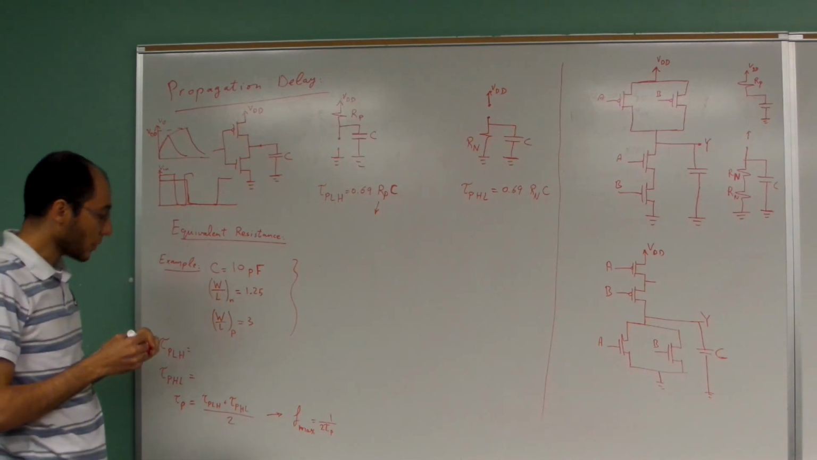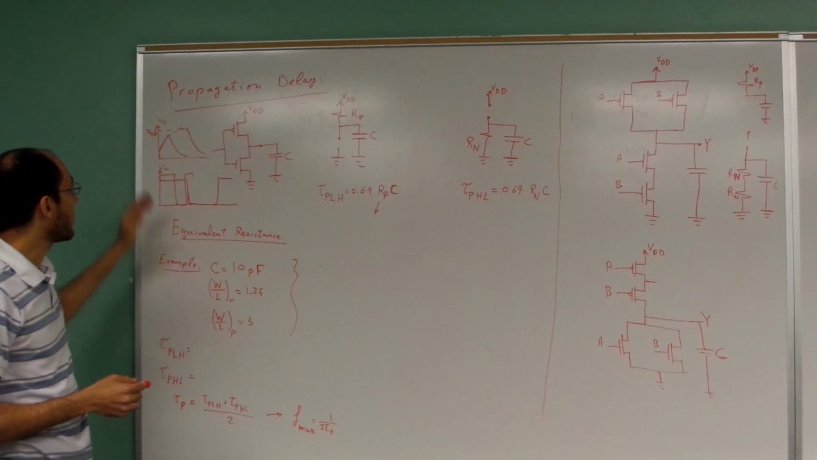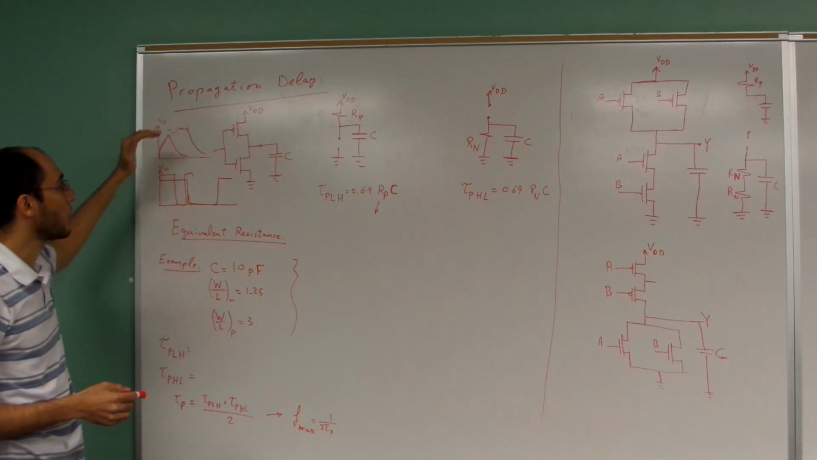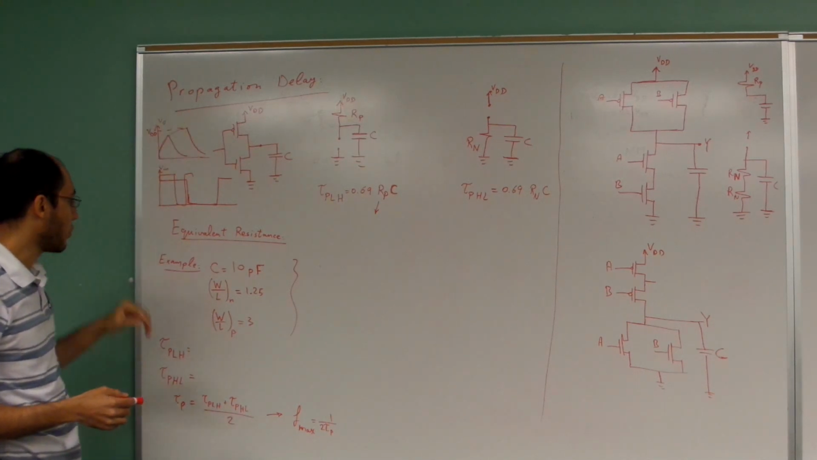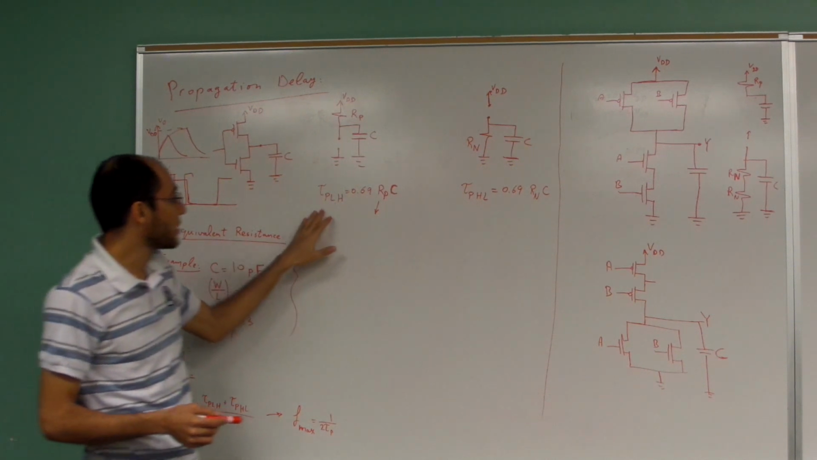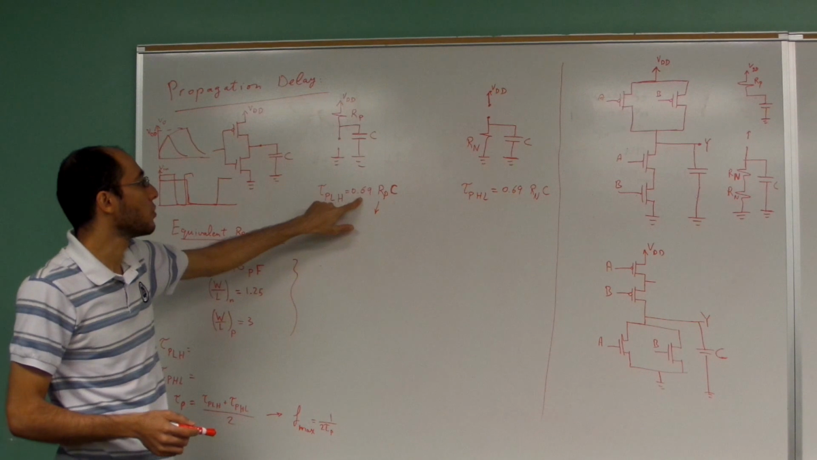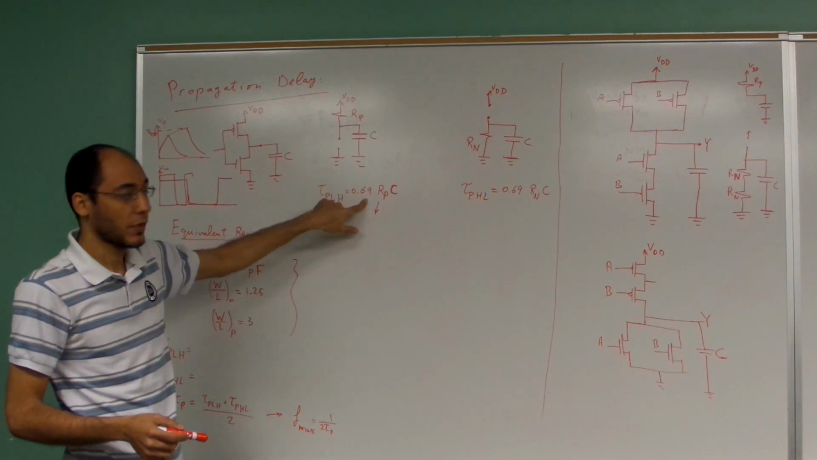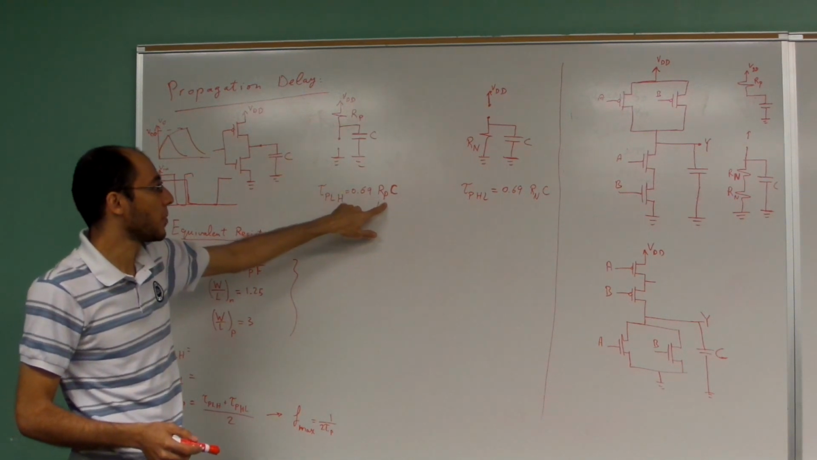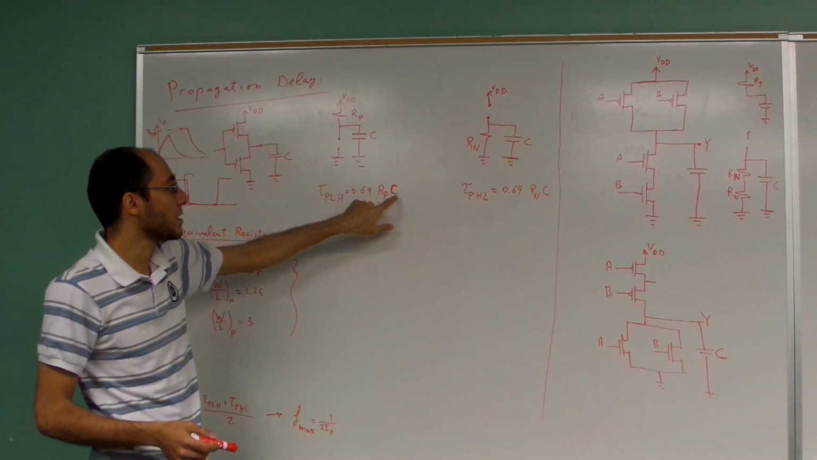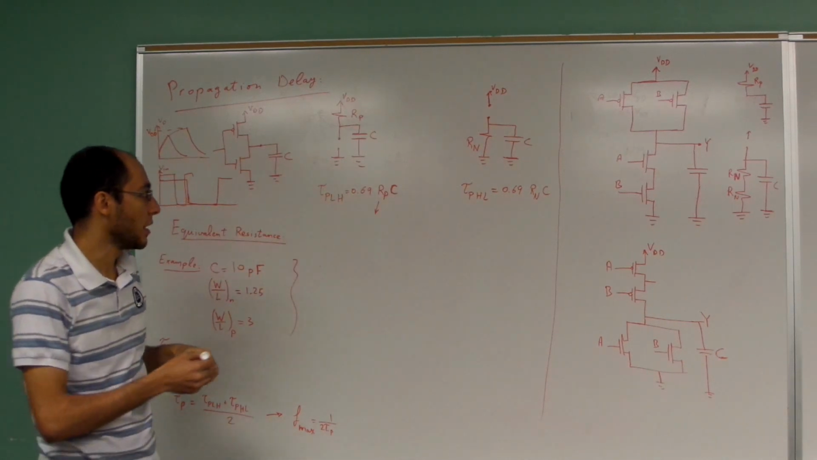So let's first calculate the time of propagation from low to high, the time taken to go from low to high. Its value is equivalent to 0.69, that's a constant, multiplied by Rp, and I'm going to define what that is, multiplied by the value of the capacitance C.